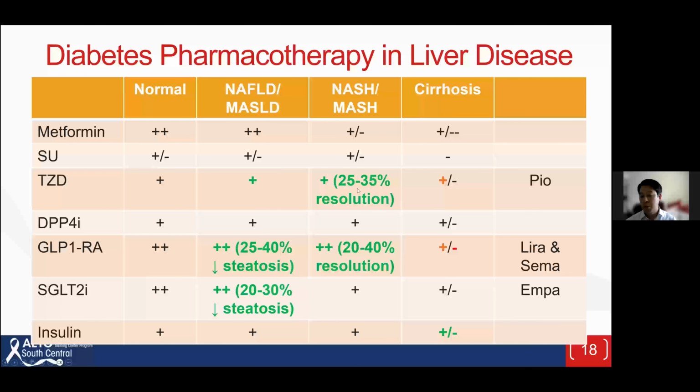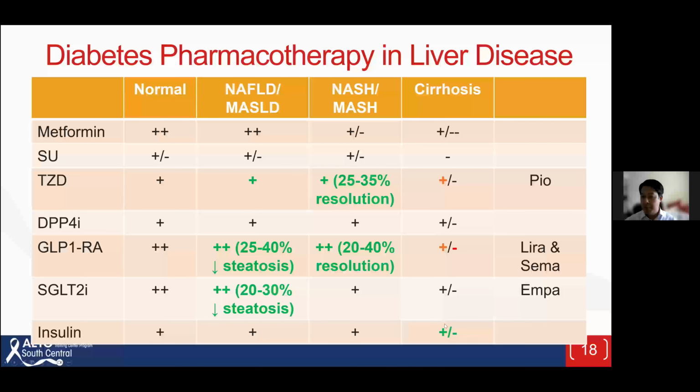And then when it comes to the next stage, MASH, you have this additional resolution of MASH in 25 to 35% of patients with TZDs and 20 to 40% with GLP-1s. When you look at the ADA diabetes guidelines, they really focus on these ones that I've highlighted in green. But then when we get to cirrhosis, we have to be more careful and cautious. I've noted here, yes, in compensated cirrhosis, TZDs and GLP-1s are okay, but again, we have to be careful.